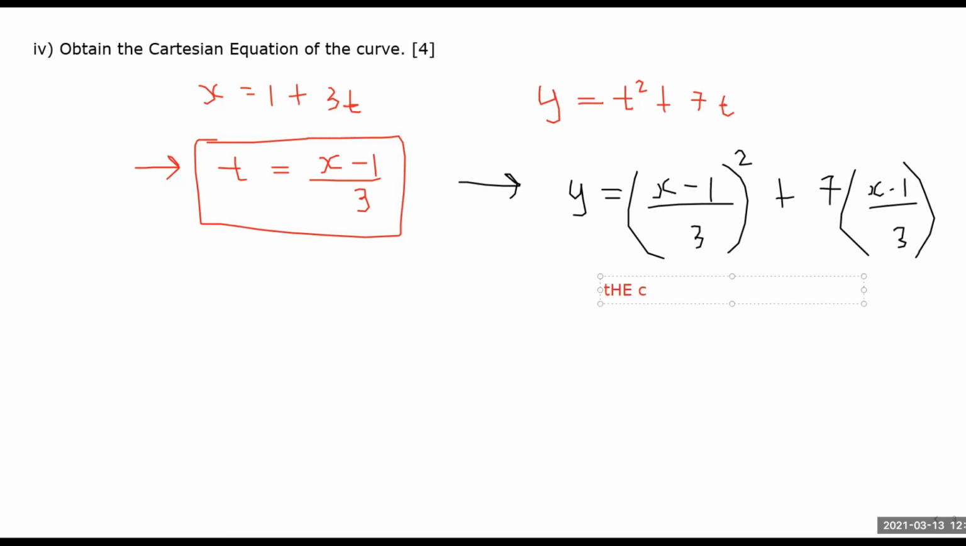That's the Cartesian equation. If you want to simplify, that's up to you. That's not what I am going to do.